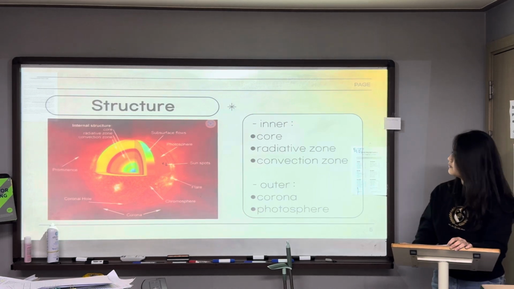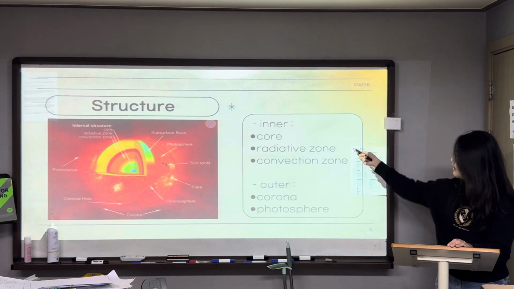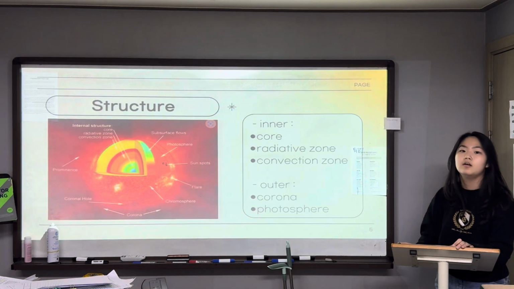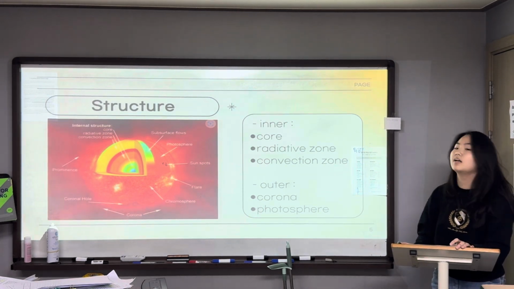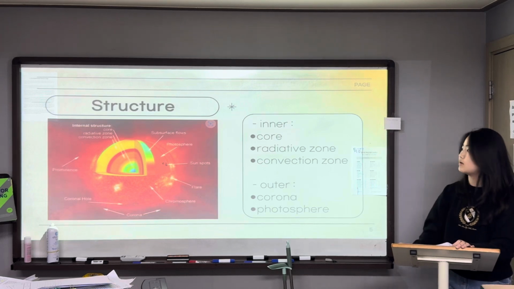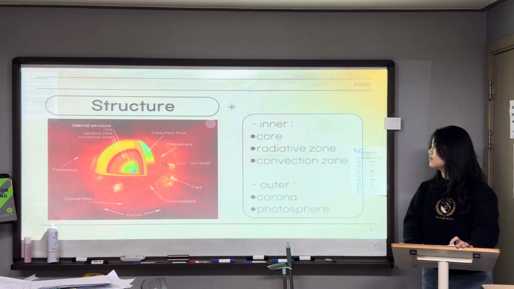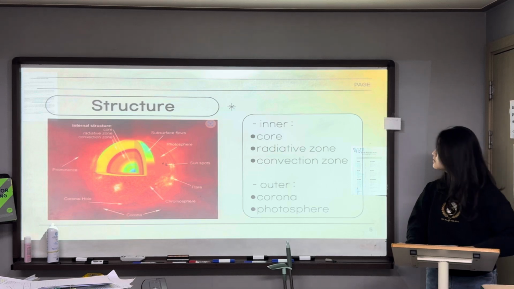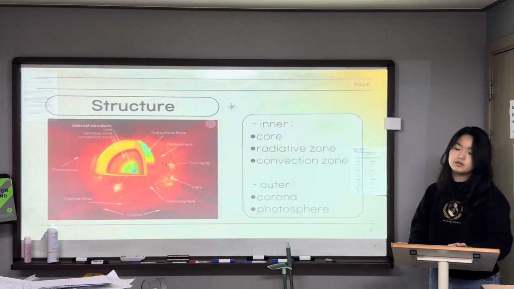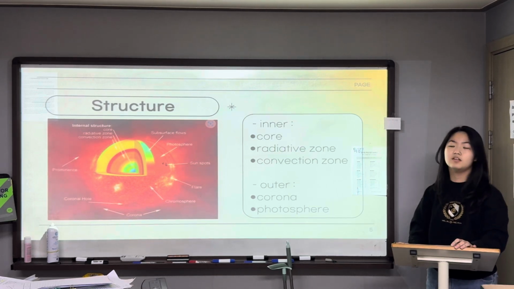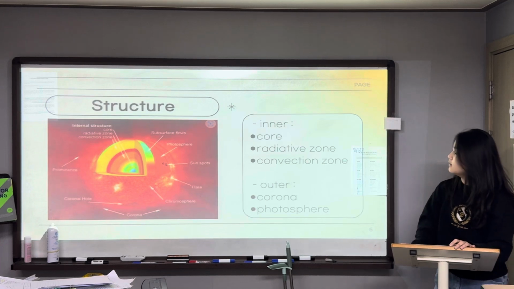The energy made from the core travels through a zone called the radiative zone in the form of light. But this zone is so dense that even light takes 100,000 years to make its way through. After the light travels through the radiative zone, it goes through the convection zone, where it is transformed, or convected, into heat.